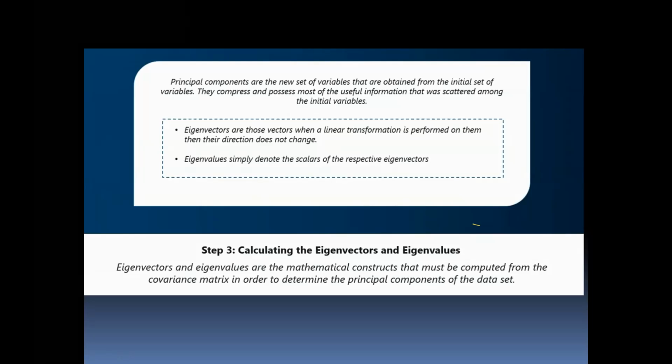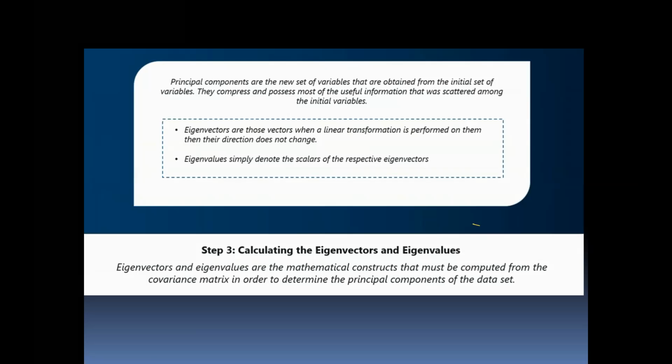We have to define it: the principal components are the new set of variables that are obtained from the initial set of variables, right? We apply some transforms that bring the new variables from the original or initial variables. They compress and possess most of the useful information that was scattered among the initial variables. This is how we can say they are principal components.